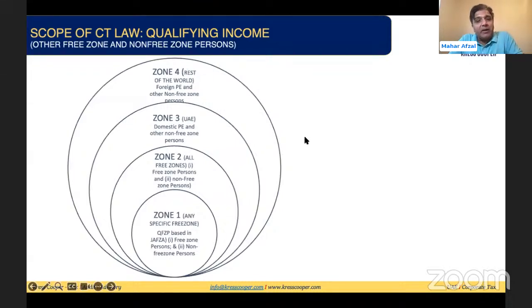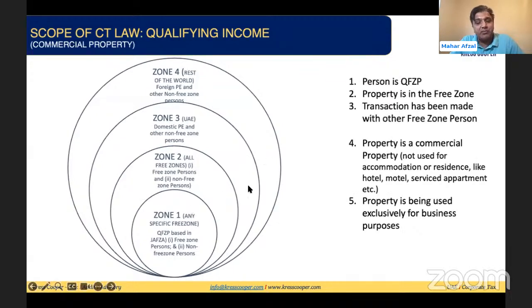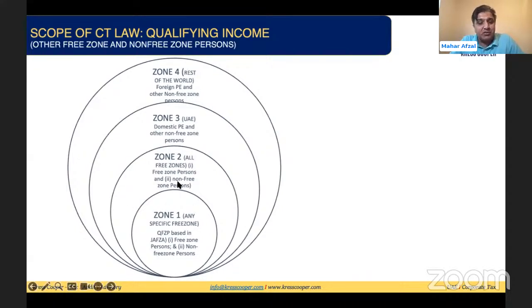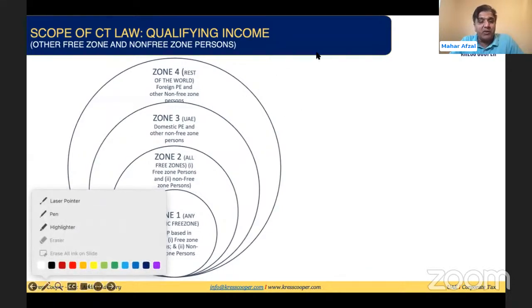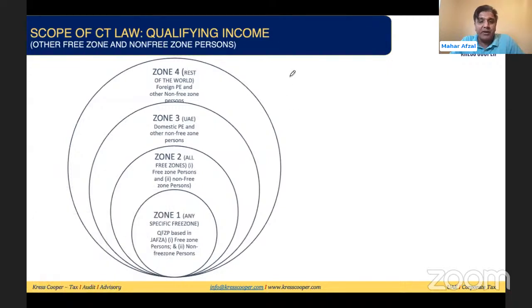Next, qualifying income, what is the criteria? Basically, I will not go through this in detail. I think we have already discussed it multiple times. If the qualifying free zone person is generating income from another free zone person, then it will be considered qualifying income. While discussing this, we have classified the whole world into 4 categories. Basically, this person, who is a qualifying free zone person, can generate income from another free zone person in the same free zone, another free zone person in another free zone, then from the mainland, and from the rest of the world.